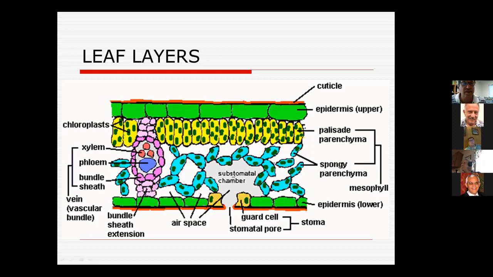Okay, so that's the cross section of a leaf. So just kind of wanted you to see what that factory looks like if you cut it open. Okay, any questions? Michael, yes, Fred.